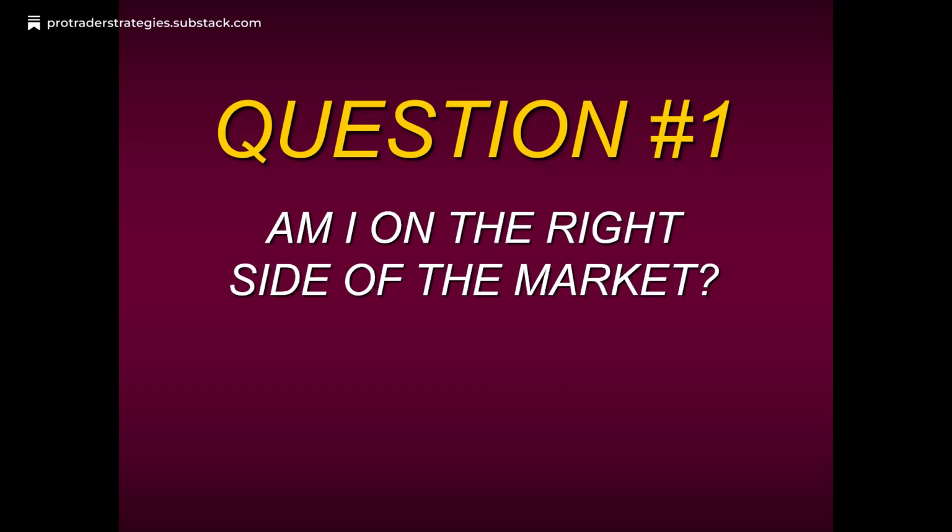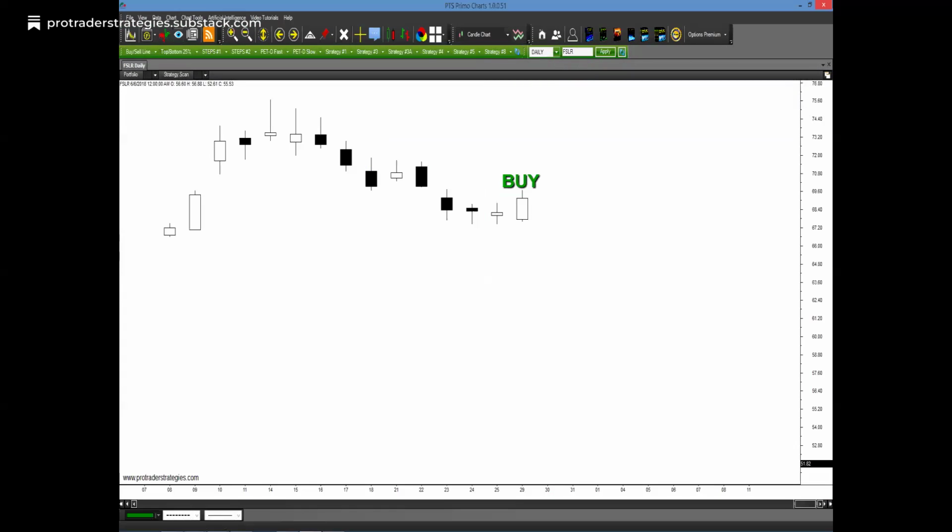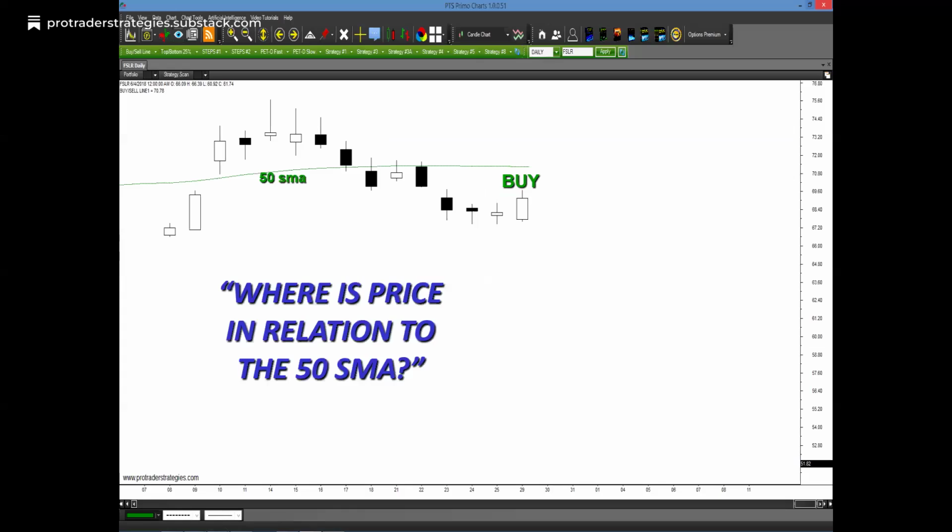Now, this brings us back to where most students say, of course I'm on the right side of the market. That's a technical pattern there. It's very prominent. That's a very bullish pattern. So yes, I'm on the right side of the market. Well, are you really? Because the way we define being on the right side of the market is by applying the 50-period moving average. And then we ask ourselves, where is price in relation to that 50-period simple moving average?